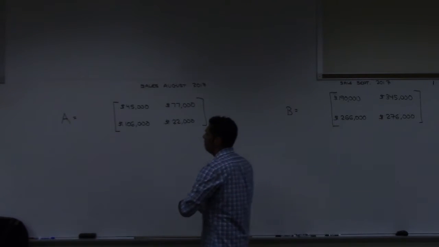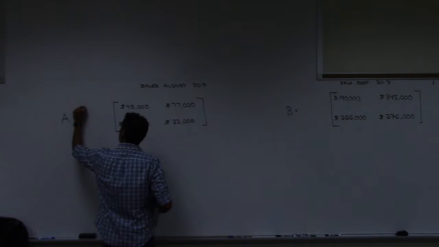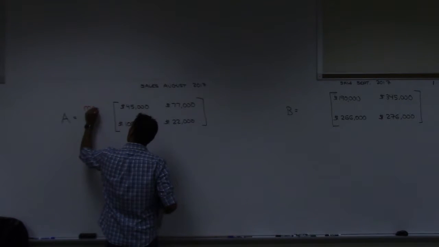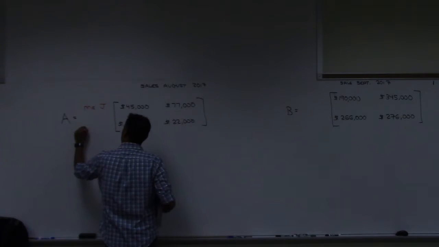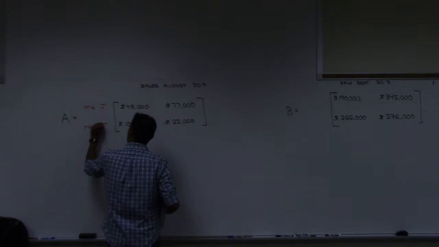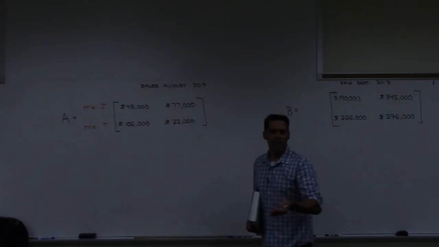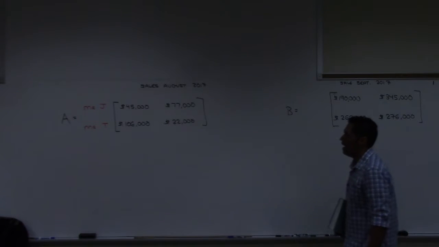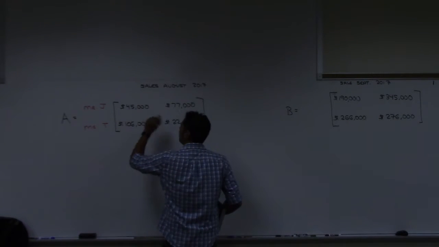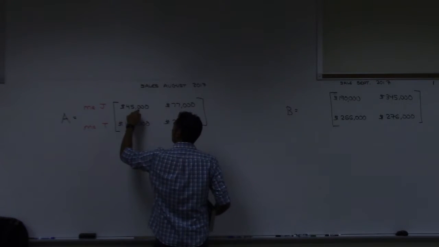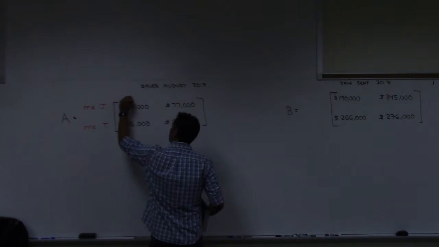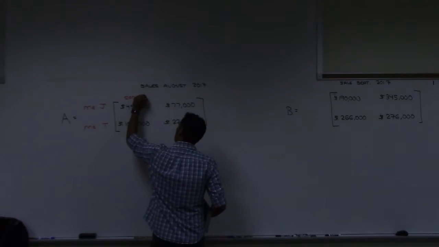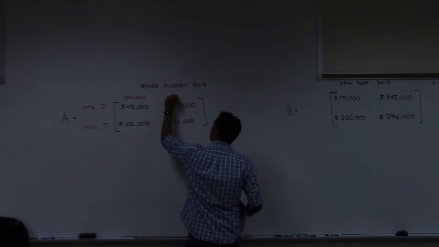This will be Mr. J, and this will be Mr. T. Mr. T and Mr. J, whoever they are, John and Tim or whatever. And this is his sales. These are car salesmen. And Mr. J, this is the sales in sedans. And this is his sales in SUVs.